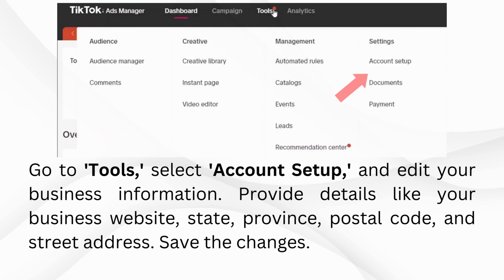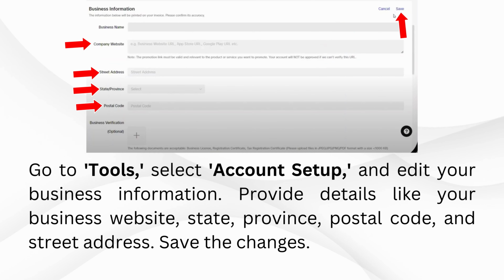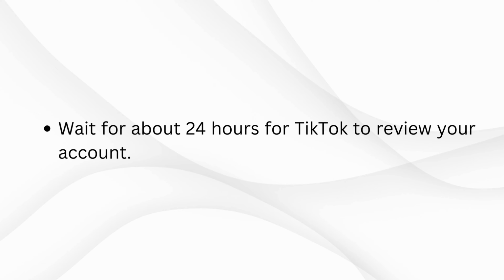Go to Tools, select Account Setup, and edit your business information. Provide details like your business website, state, province, postal code, and street address. Save the changes. Wait for about 24 hours for TikTok to review your account.